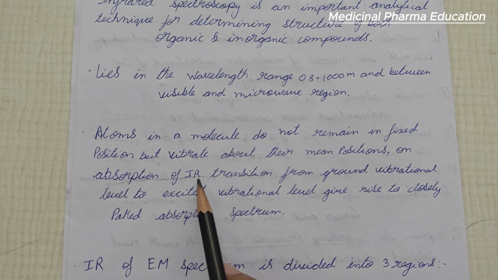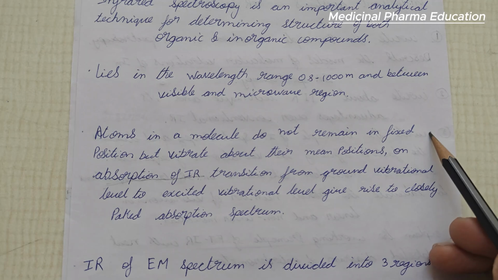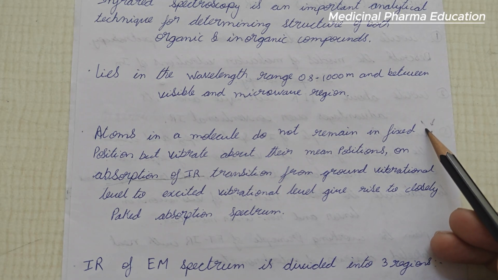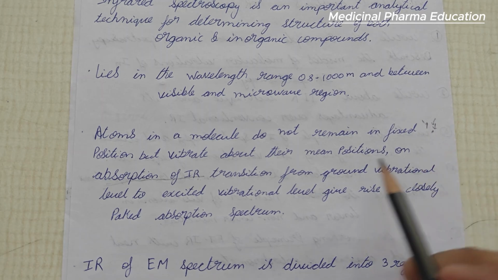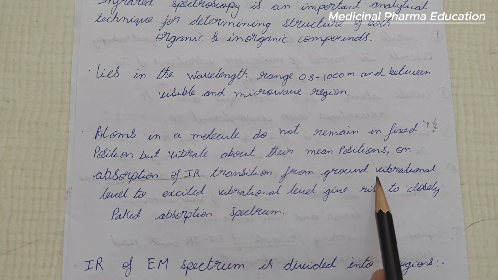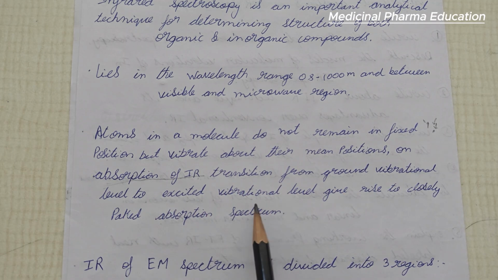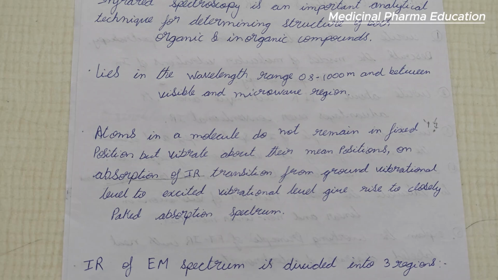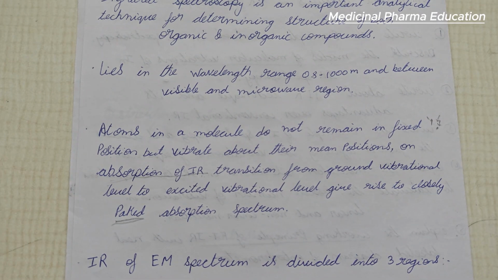After the absorption of radiation, the atoms are moving away from the nucleus or coming closer to the nucleus, moving above the plane or below the plane. These are all the possibilities occurring after the IR radiation. IR transitions from the ground vibrational level to the excited vibrational level give rise to peak values. After the vibrational transition, as they are vibrating, peaks are formed. A peaked vibration spectrum is formed. This is used to identify the compound.